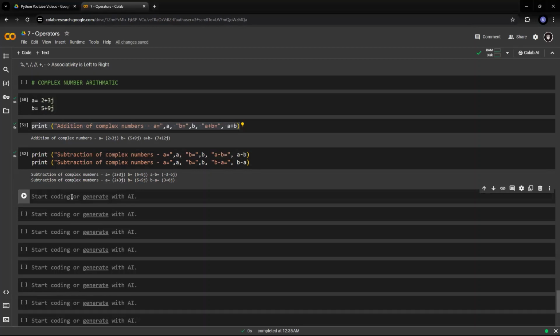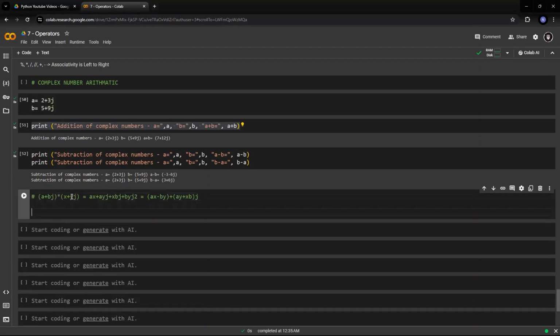The multiplication will result in this arithmetic. If I have a plus bj and x plus yj, then it would be a into x, the real number into the real number. And then you have a into yj. So a gets multiplied by x, the real number. Then a gets multiplied by yj, the imaginary number. Then bj, the imaginary number, gets multiplied by x. And the imaginary numbers b and y get multiplied, with j.